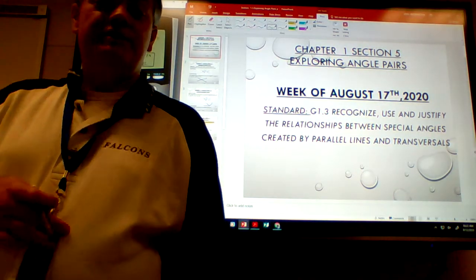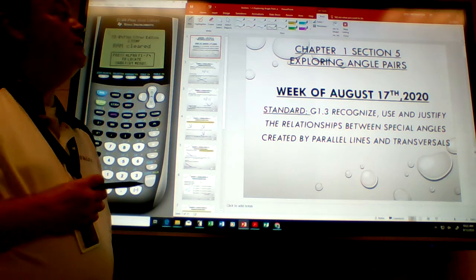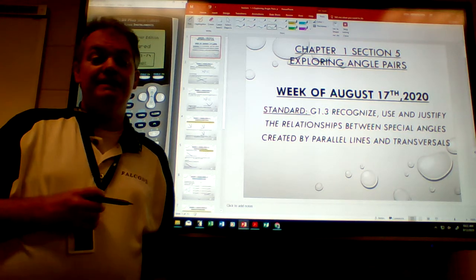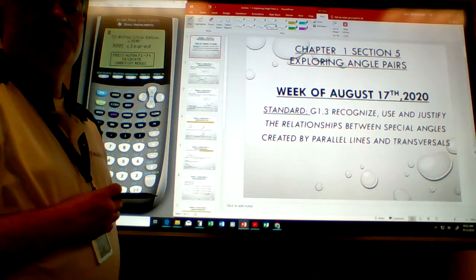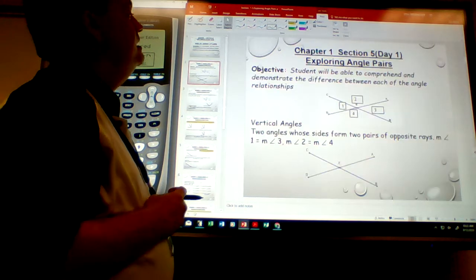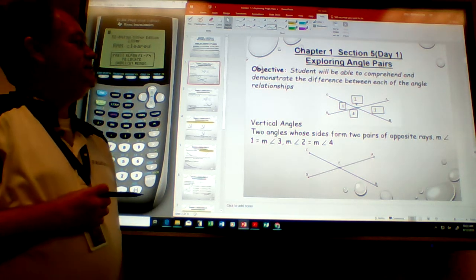Okay, folks, we're going to talk. This section is section 1 of chapter 5 on exploring angle pairs. So, we talked about angles and how to name angles in the last section. And in this section, we're going to talk about the different relationships that angles have to one another. Okay. So, today you'll be able to comprehend and demonstrate the difference between each of the angle relationships.